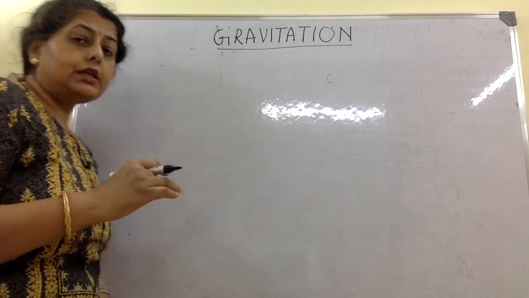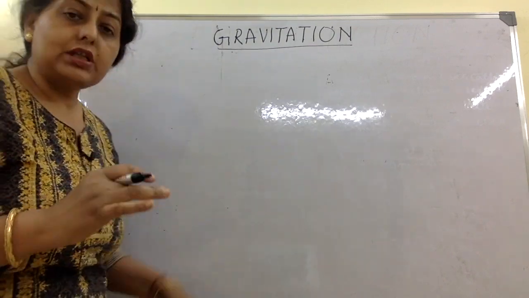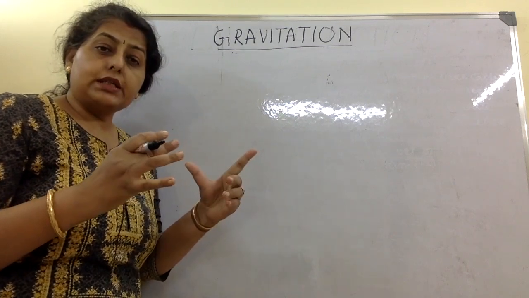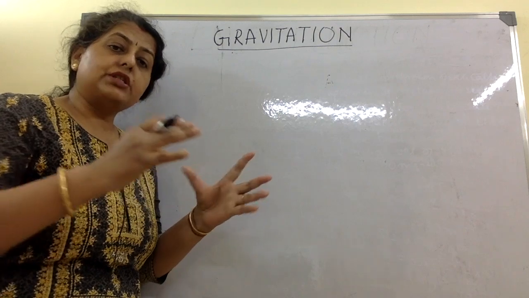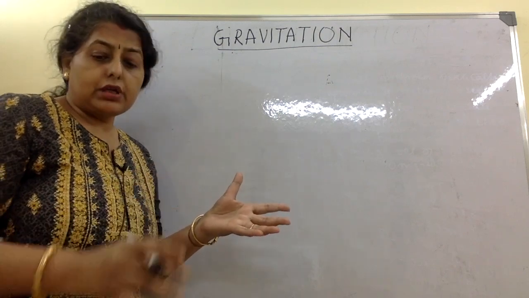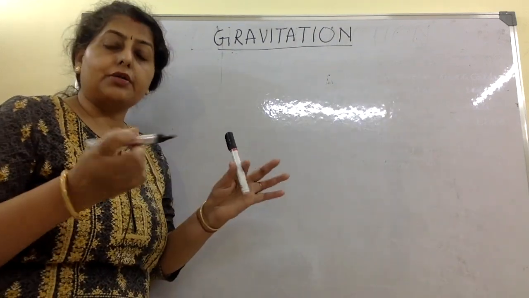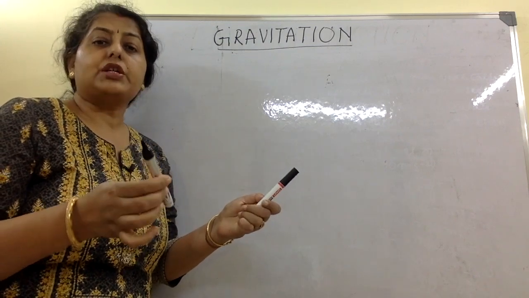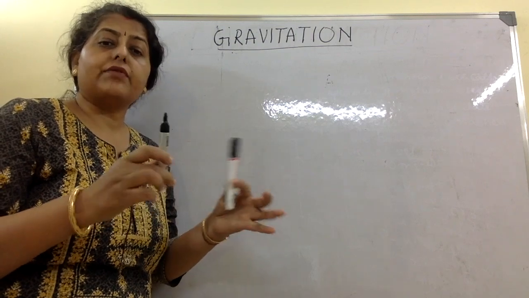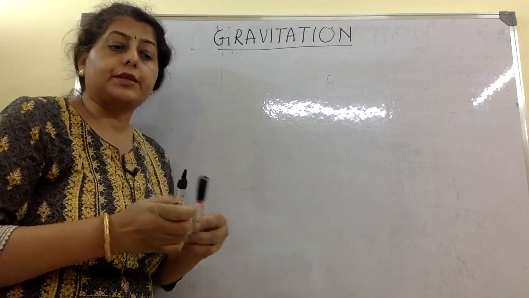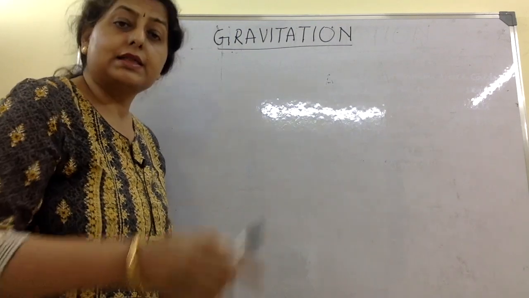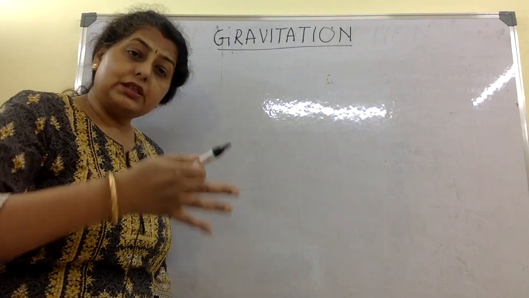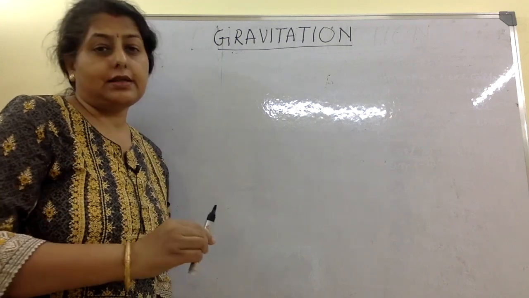Let's see. Gravitational force is something which is possessed by any body which has mass. Even here, I have two marker pens. These two also have gravitation between them. I'll talk to you about this later. So anything that has mass will have gravitation. It is not that only the earth has gravitation, even this pen has gravitation.